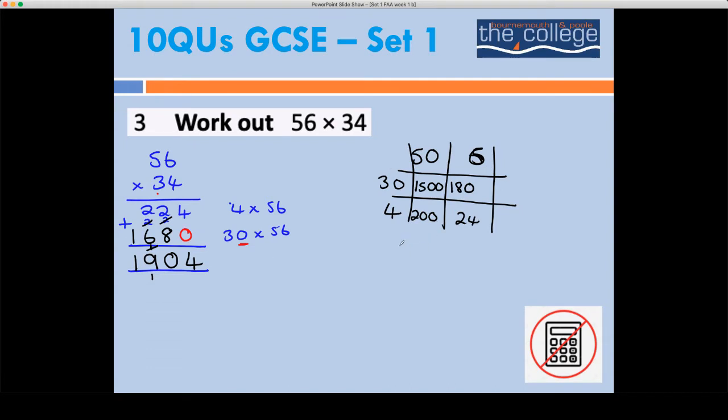Now this, you need to bring those numbers out very carefully and line them up so all of the values are in the right column. And then you just add those up.